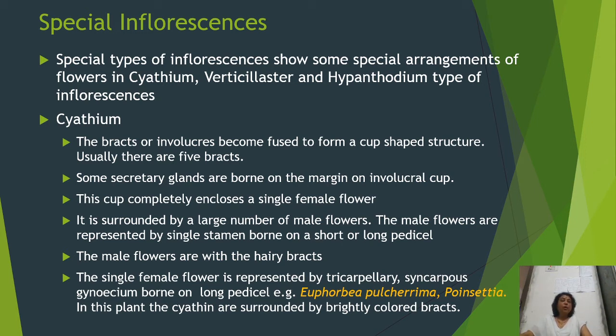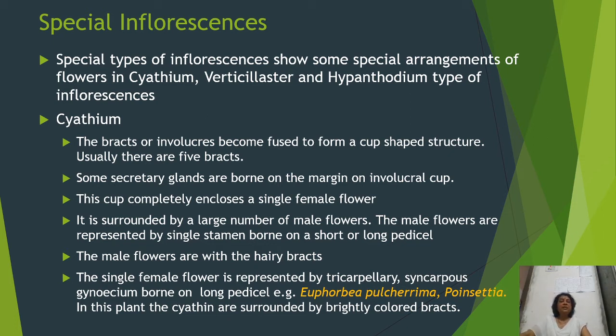First of all, the Cyathium type of inflorescence. The bracts or involucres become fused to form a cup-shaped structure. Usually, there are 5 bracts. Some secretory glands are also borne on the margin, at the tip of the involucre cup. This cup completely encloses a single female flower, which is surrounded by a large number of male flowers.